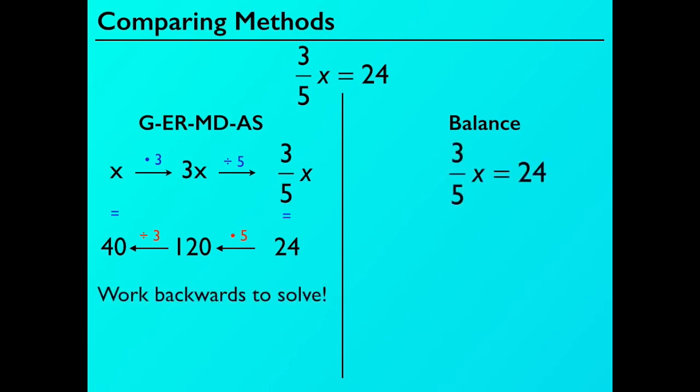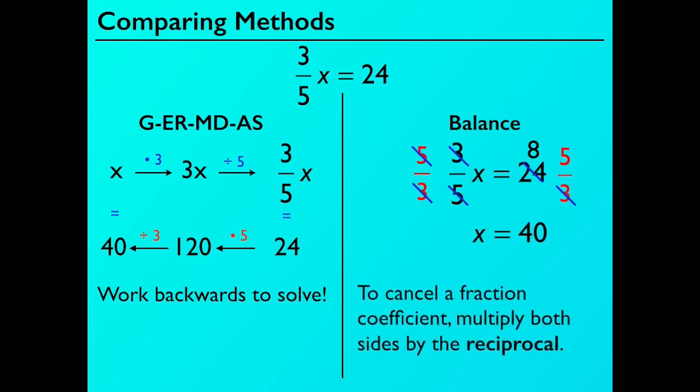With the balance method, we do the same thing. We times both sides by 5 and divide by 3. We can simplify on the left side, and we're left with just an x. And on the right side, we're left with 8 times 5 is 40. So we get x is equal to 40. To cancel a fraction coefficient, multiply both sides by the reciprocal.